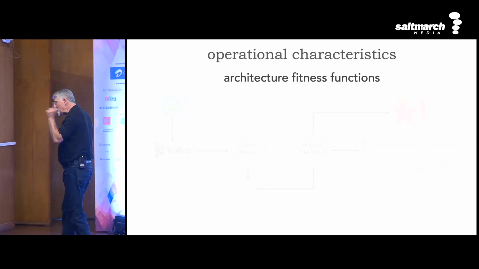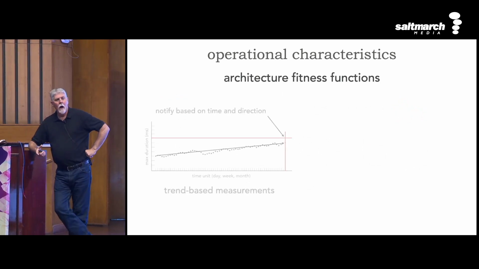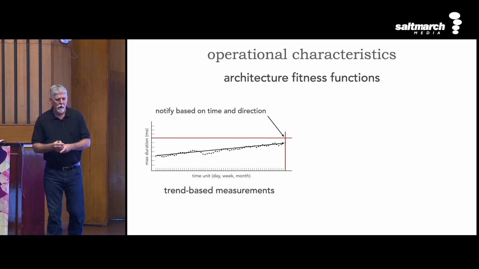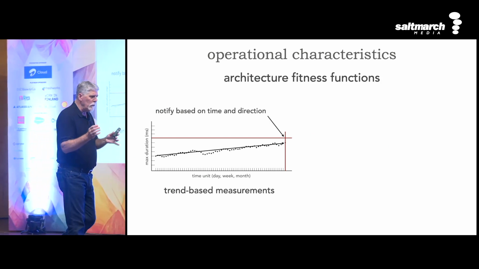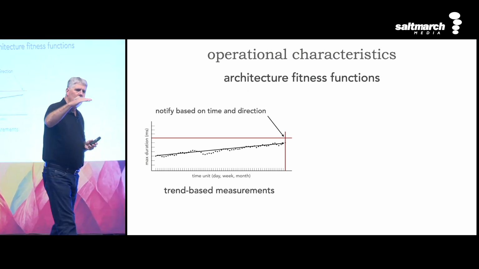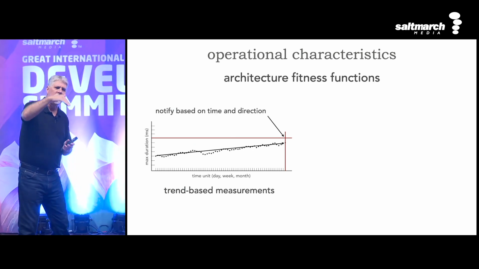Okay, there's two types of fitness functions we can actually write. The first type are trend-based. I'm a big fan of trend-based fitness functions. What these do is measure a trend of something over a certain period of time. We just did a deployment, and I'm measuring the trend of scalability. Over time, does our system still scale? Is it going up? Is it going down?